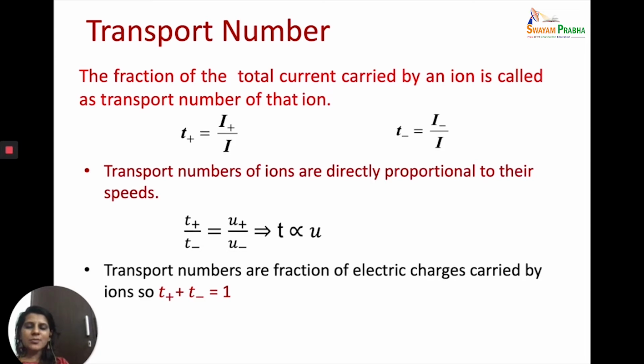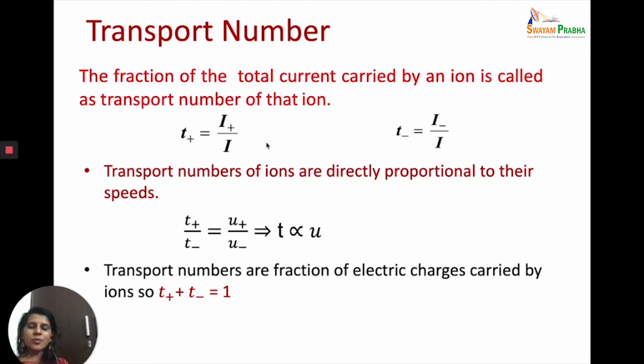Now, what is a transport number? It is the fraction of the total current carried by an ion. So, if you have a cation or if you have an anion, the transport number of the cation, T plus, will be equal to I plus, the current carried by the cation, upon the total current I. T minus, the transport number of the anion, will be equal to I minus upon I, which is the current carried by the anion upon the total current. So, this is what is called transport number.